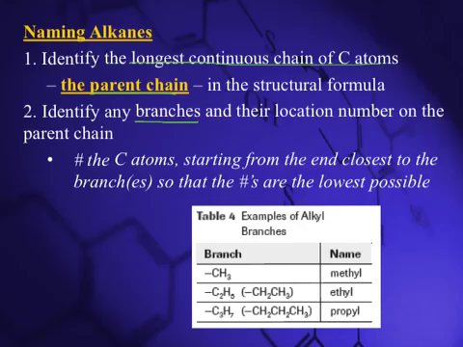Then we start to name these branches. If the branch has one carbon, for example CH3, we use the term methyl group. You'll recognize this is similar to methane, which has one carbon. However, instead of ending in ANE, this now ends in YL. Similarly, ethyl is the name for a 2-carbon branch, and propyl is the name for a 3-carbon branch.